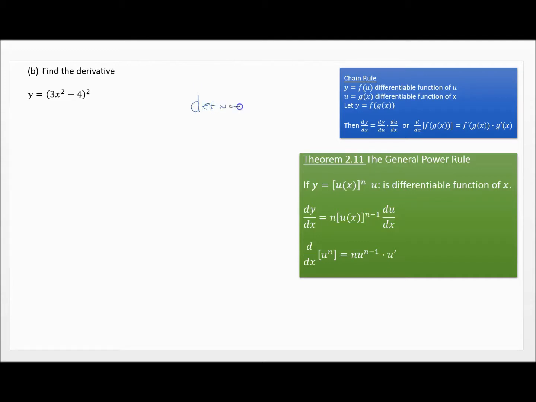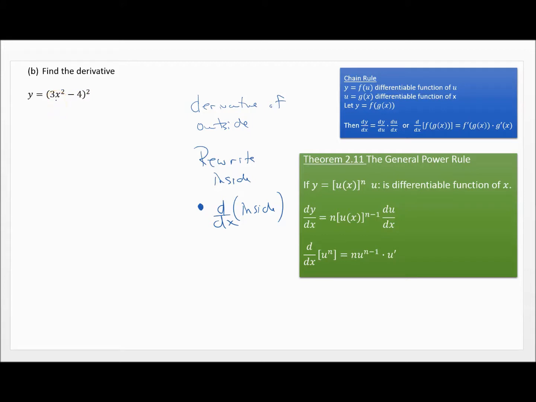Derivative of the outside. Then you rewrite the inside. And then times, big dot for times, the derivative of the inside. Okay, so that's the derivative of the inside. It might not be with respect to x, but this is just a quick way to think about it. So you help me out here. What's the outside function? It's the square part, right? What's the inside function? It's the 3x squared minus 4.